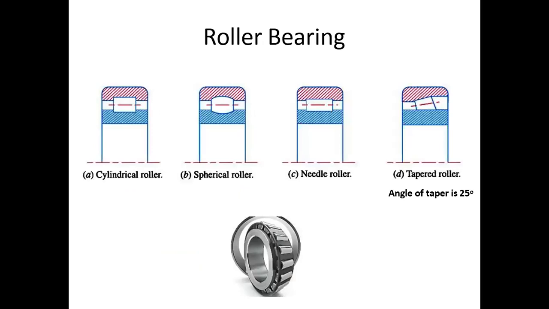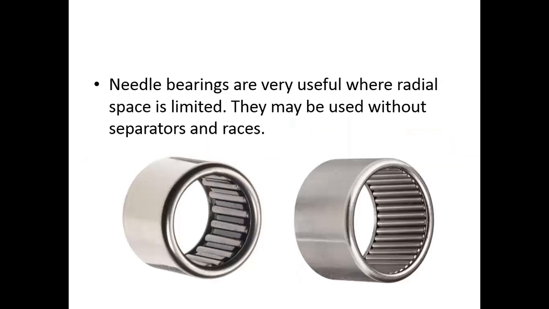Roller bearing. In the roller bearing, there are different types of roller, like cylindrical roller, spherical roller, needle roller, and taper roller. In the taper roller, the angle of taper is generally 25 degrees, and for different kinds of operation we can use different kinds of roller in the roller bearing. Needle bearings are very useful where radial space is limited. They may be used without separators and races.